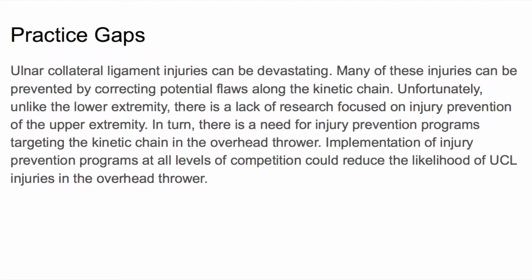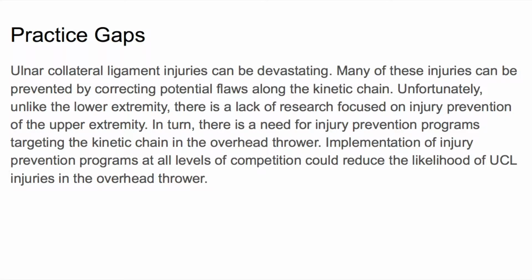Practice gaps. Ulnar collateral ligament injuries can be devastating. Many of these injuries can be prevented by correcting potential flaws along the kinetic chain. Unfortunately, unlike the lower extremity, there is a lack of research focused on injury prevention of the upper extremity. In turn, there is a need for injury prevention programs targeting the kinetic chain in the overhead thrower.